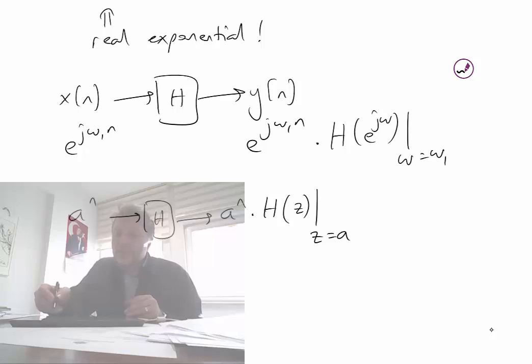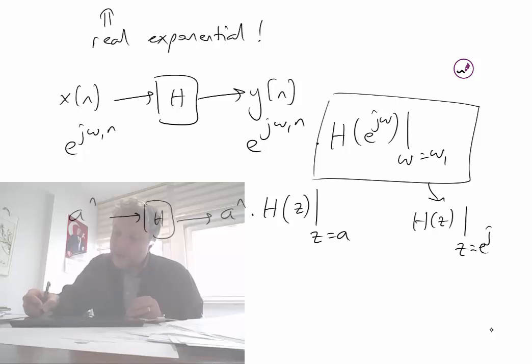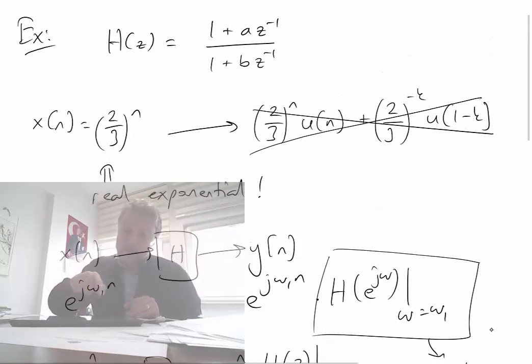Or you may think of it, this portion, in the same way as well. This is h of z evaluated at z is equal to e to the j omega 1, which is a, because the input is e to the j omega 1 n, that is a to the n. So a to the n goes in, the output is a to the n times h of z, z is equal to a, where a is equal to e to the j omega 1. But for our case, now let's come back to the question. A is equal to 2 over 3 here.